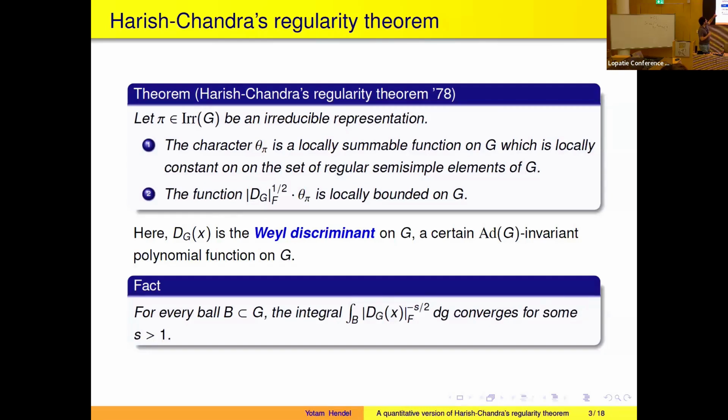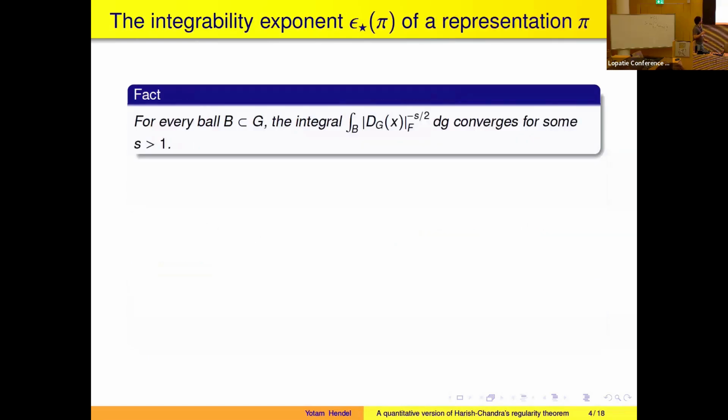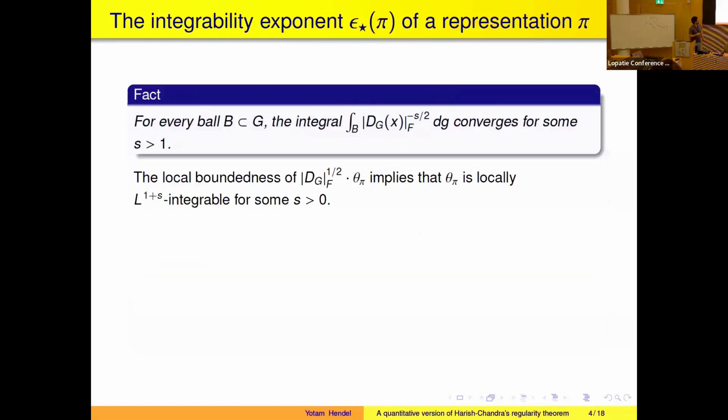We said that theta pi is given as a locally summable function, but if you consider this Weyl discriminant a bit more closely, then you see that this integral converges. If I take some small ball B around some point, and I consider the integral of the Weyl discriminant absolute value to the power of negative 1/2, raised to some number s, then this is integrable for s slightly larger than 1. What does this tell me? This tells me that theta pi is better than locally summable. It is better than L1, namely it is L^(1+s) for some small s.